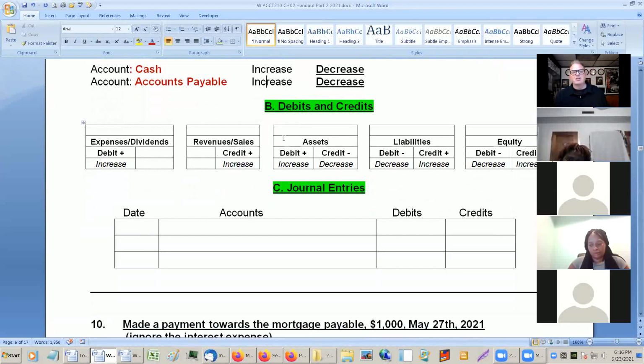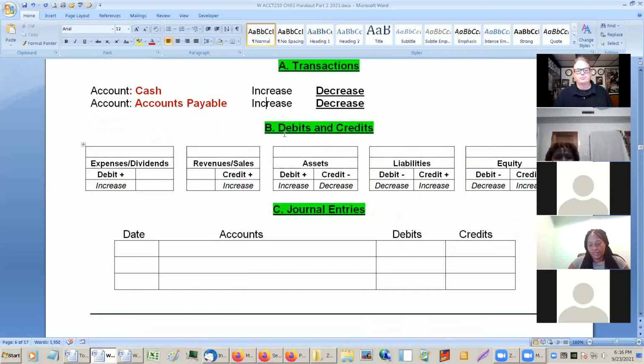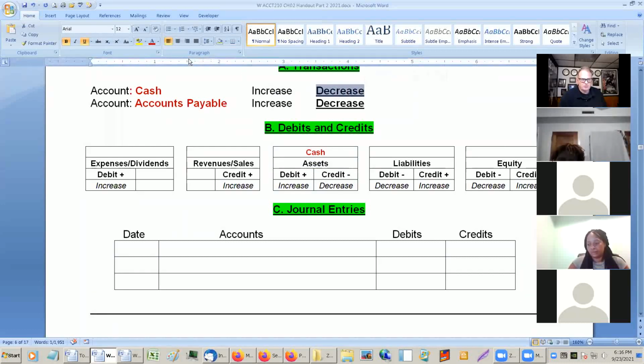Okay, what type of account is cash? Assets. Yep. Okay, so cash is an asset and it's going down. It's decreasing. So will it be a debit or a credit? It will be credited. Yep.